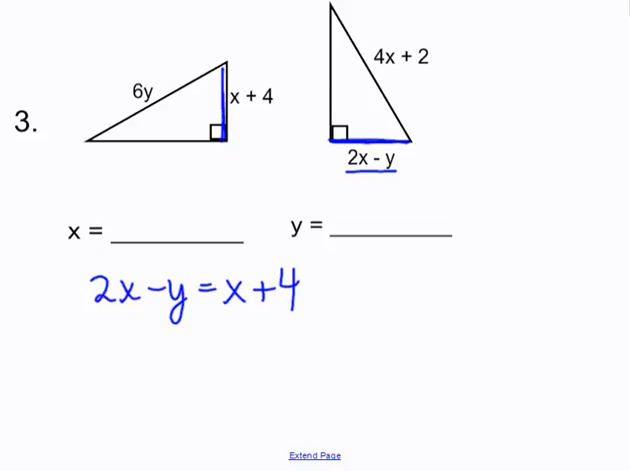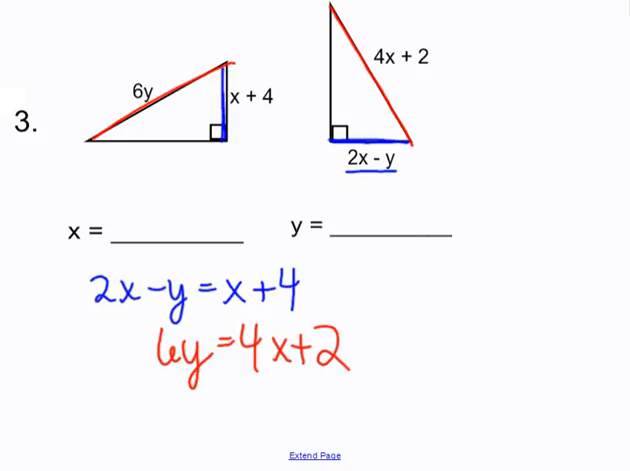And I can't solve that because I have x's and y's in the same equation, so I'm going to set up another equation. So I'm going to have 6y and 4x plus 2. So I have 6y equaling 4x plus 2. So what I'm going to have to do is solve this using systems of equations. Now these aren't matched up right to use elimination, so I'm going to show you how to do this using substitution.